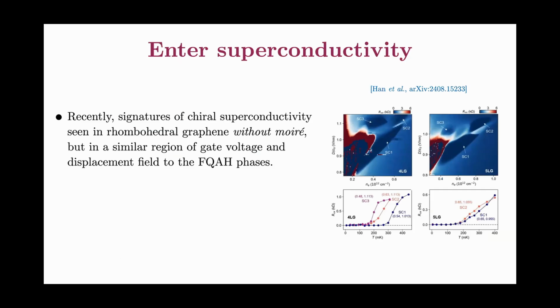So, on that front, very quickly, after these original measurements came out at fractional quantum anomalous Hall, superconductivity was discovered in the context of multilayer graphene by Long-Ju's group, not in samples with moiré, like where the fractional quantum anomalous Hall effect appears, but instead in the moiré-less samples, but in a similar regime of displacement field and doping to where the fractional states occur.